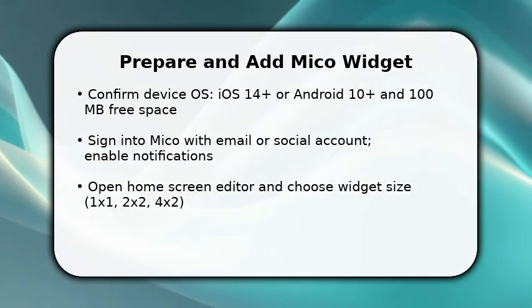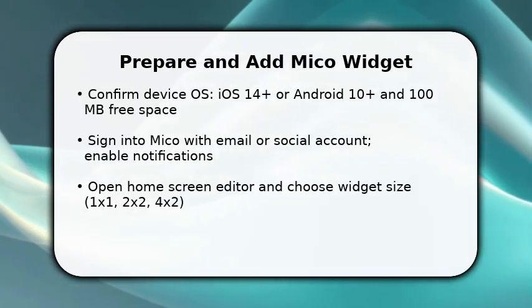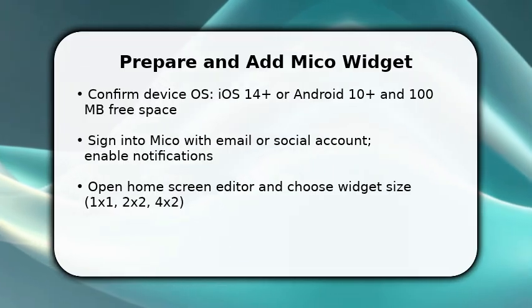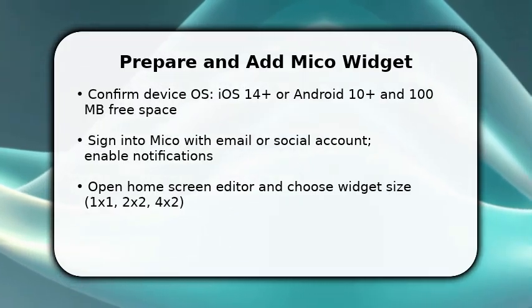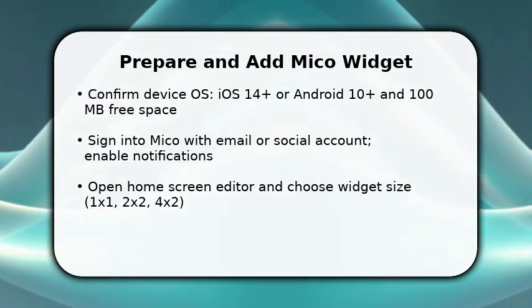Now enter your home screen editor. Long press an empty area, tap widgets, and pick the Mico widget size you need. Place it where you want it to live. This gets the app and the widget linked immediately and prepares you for configuration.